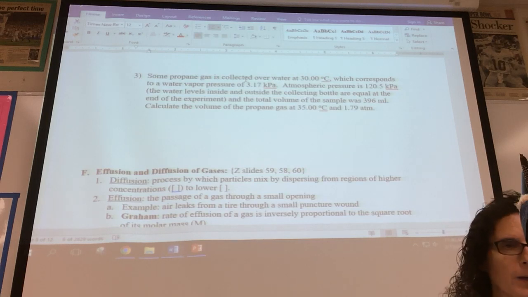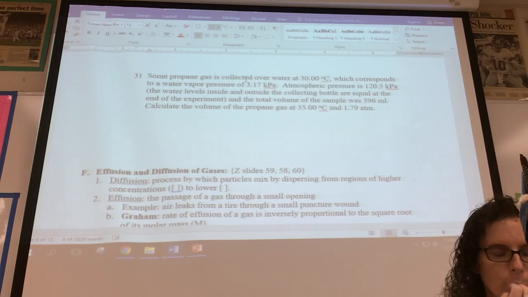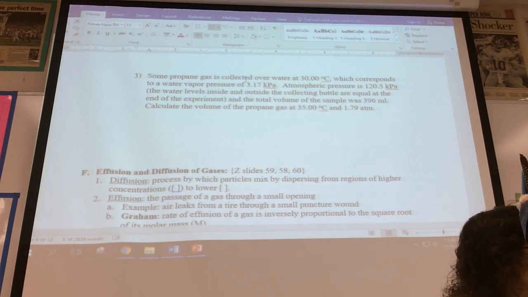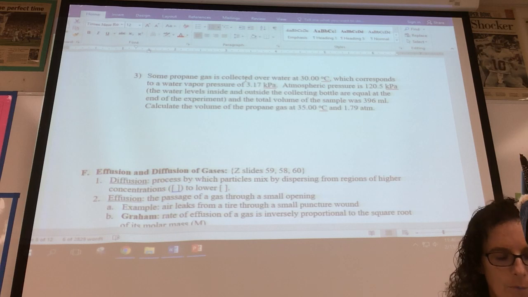Were you able to get P1 in kPa? What'd you get for P1 in kPa? 117.3 kPa. What is the equivalent in atmospheres? 1.158 atm. All right, let's see if you got it.